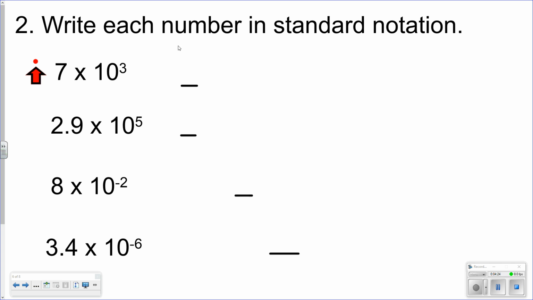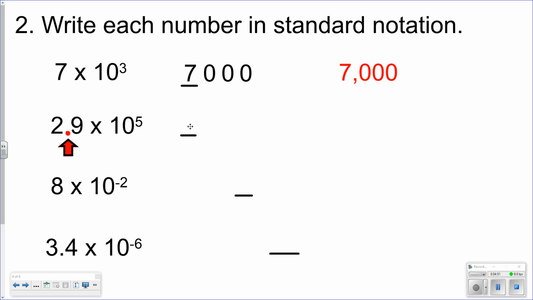All right, to go from scientific to standard notation, the decimal is here, and this tells me to move it 3 places to the right. So I start with the 7, and I'm going to need 3 numbers, because it starts here, and I'm going to go 1, 2, 3. My answer is 7,000.